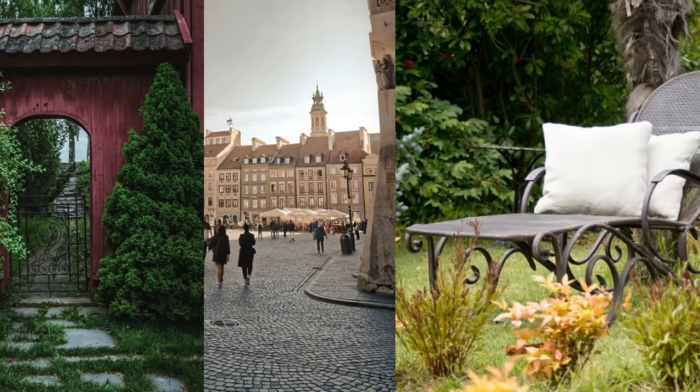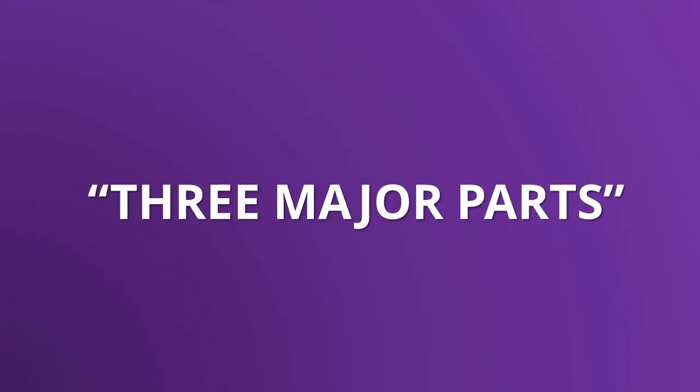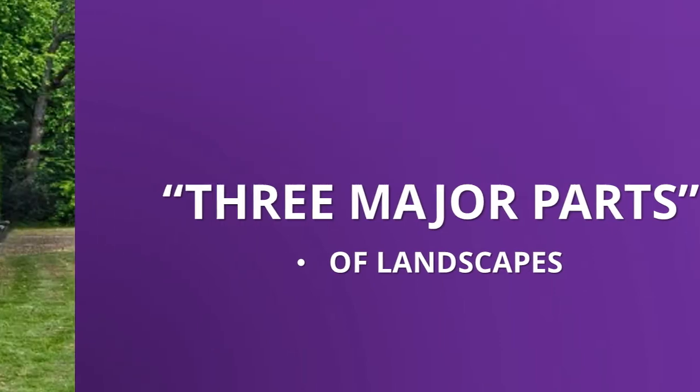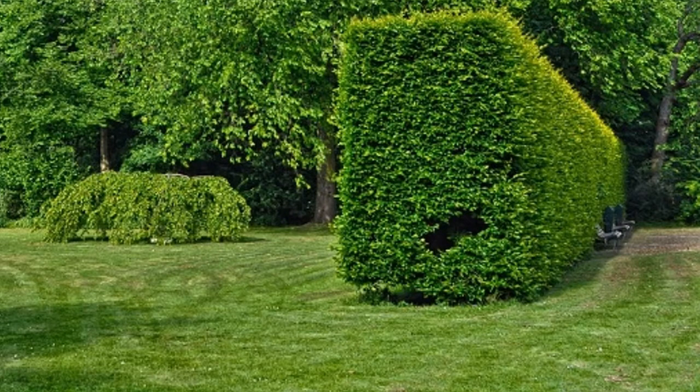And so in landscape types and styles, we are first of all going to look at three major parts of landscapes. These parts help us to know which type, and this is like an element that we can weigh when we are defining the type of landscape. And of course, the first part is softscape.